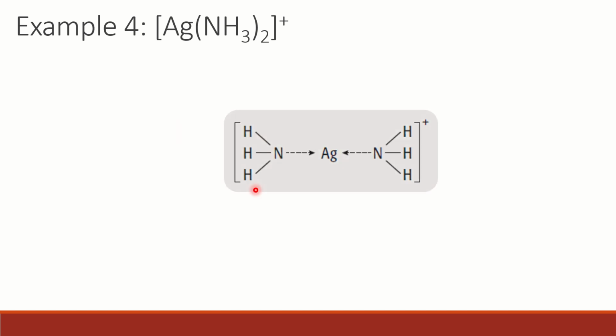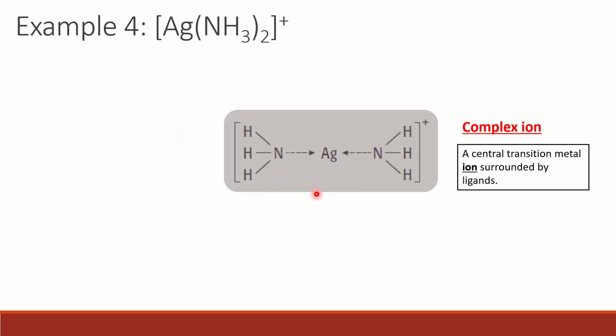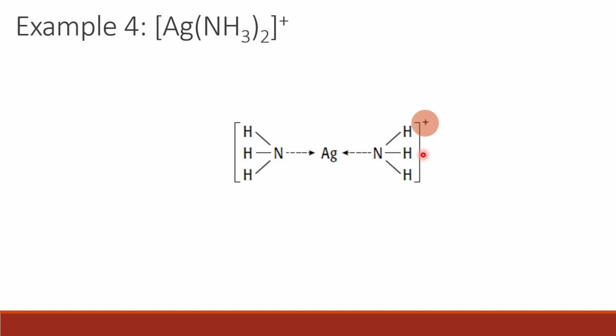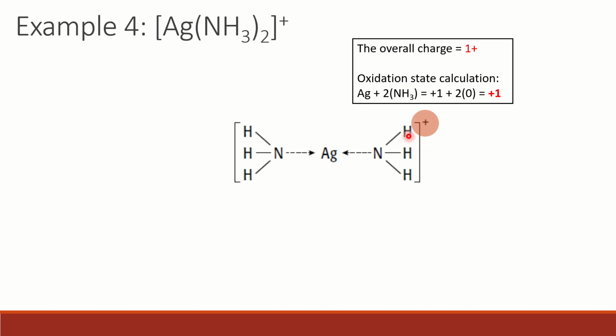Okay. Now, next one, this overall structure is what we call a complex ion. Again, why? Because you have the central transition metal ion surrounded by ligands. Now, why is there a plus sign here? It is because the Ag silver has a +1 oxidation state. And then there are 2 of the ammonia. Ammonia is a molecule, so the oxidation state is 0. And then it is equal to +1. That's why we have the plus overall charge.